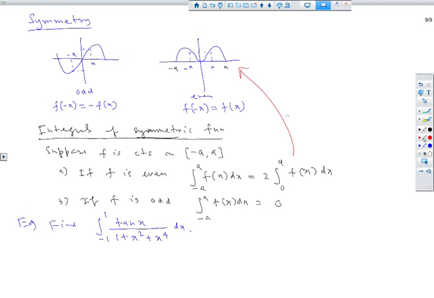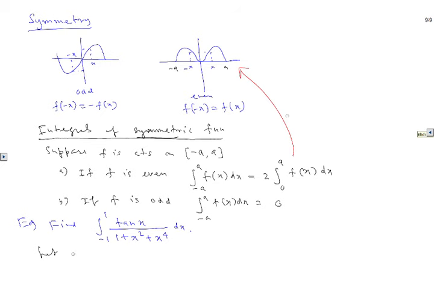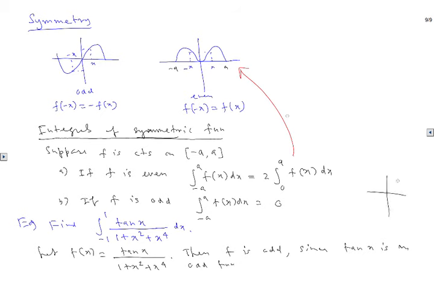So the answer: let f(x) equal tan x over 1 plus x squared plus x to the fourth. Then f is odd, since tan is an odd function. Why is tan an odd function? Look at the graph of tan, it just looks like that. So that's an odd function.